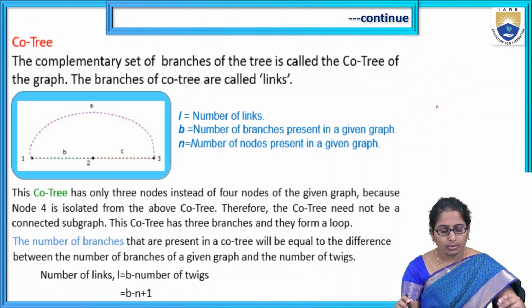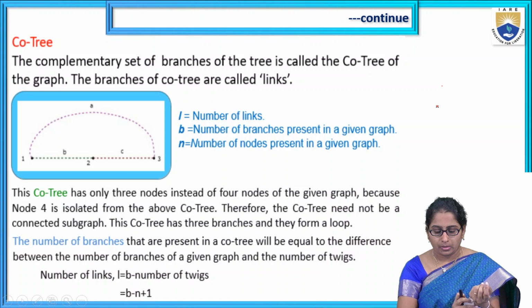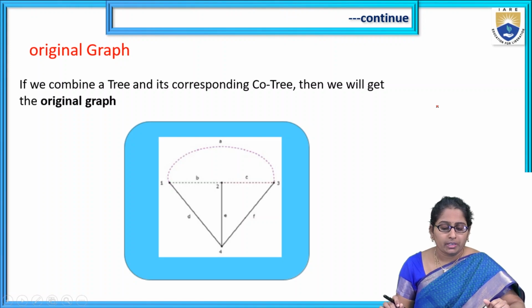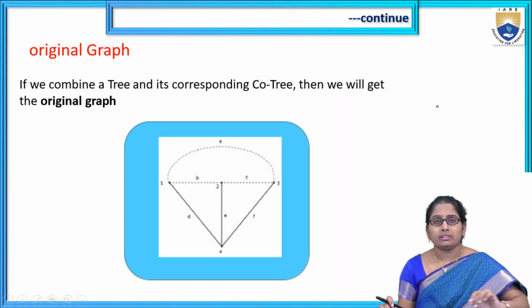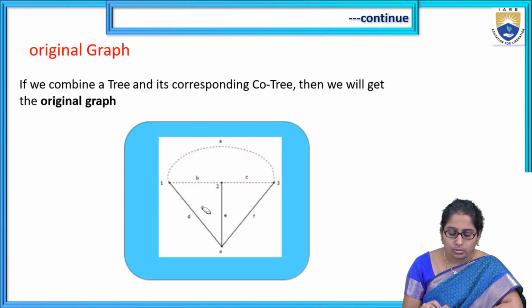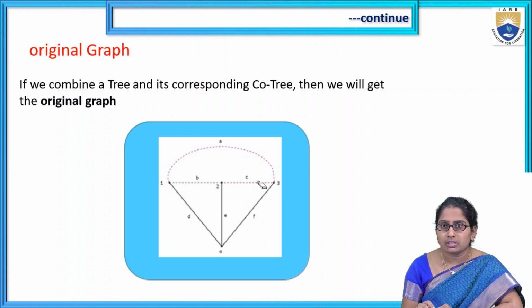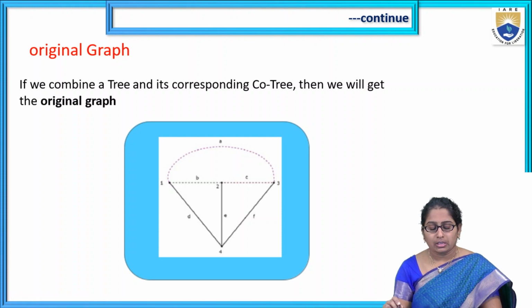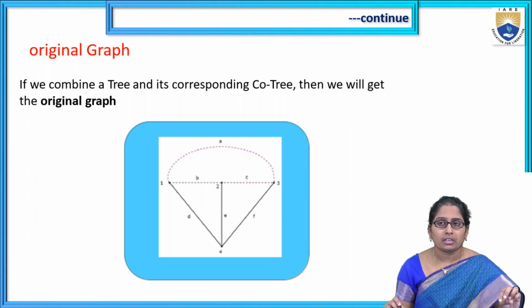Finally, one more point. If we combine a tree and its corresponding co-tree, then we will get the original graph. That is what is shown here. We have taken branches D, E, F as a tree and branches A, B, C as a co-tree. If we combine both, we will get the original graph. So that is also a point. This is a network topology introduction and it's basic information.